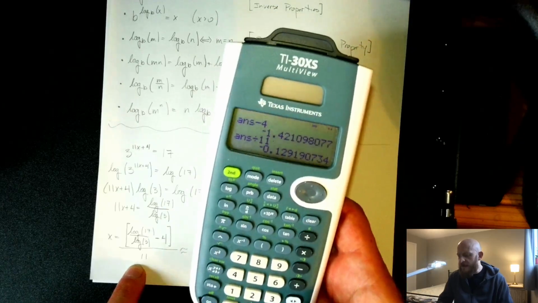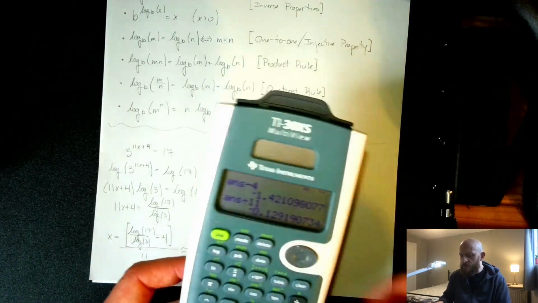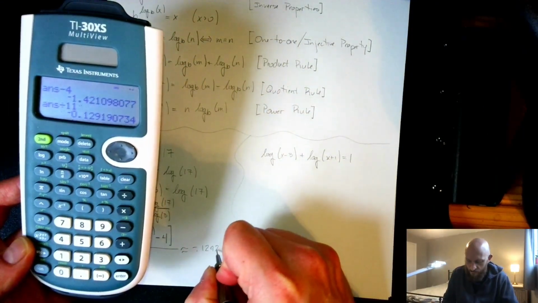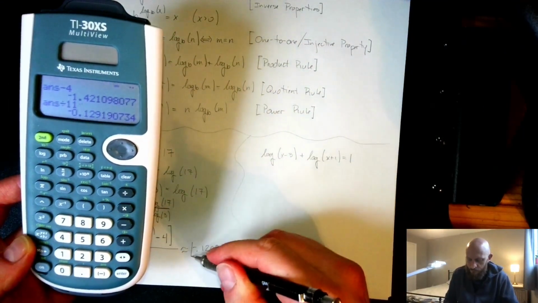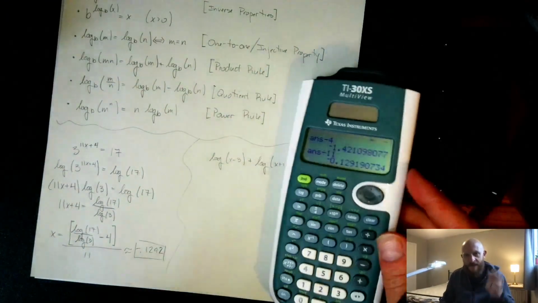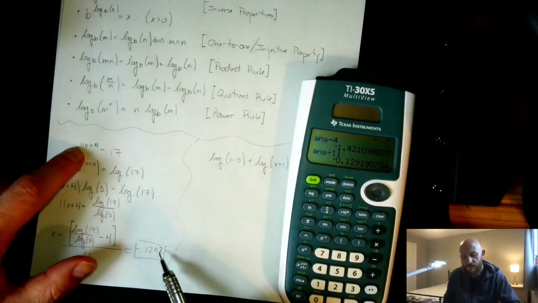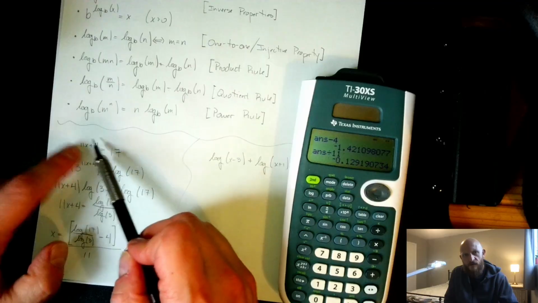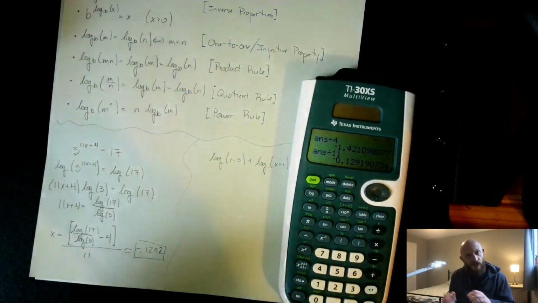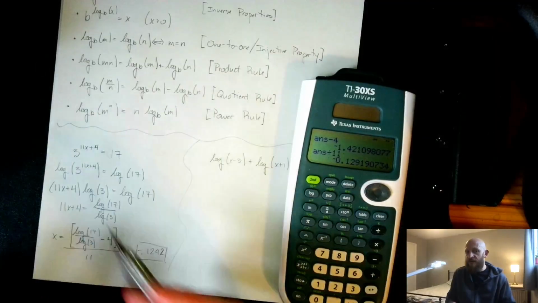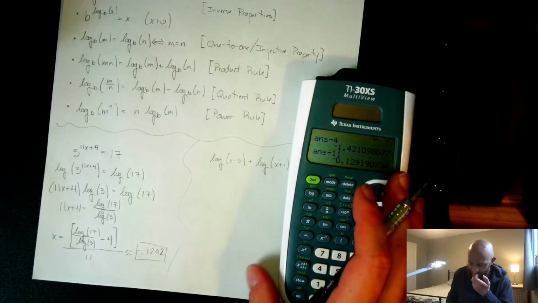So about negative 0.1292 is what that comes out to. And you could, of course, just plug this back in. You could plug negative 0.1292 into this for x and solve all of this out. Since I rounded it, it's going to come out a little bit different, but it should be pretty close to 17, like right in the ballpark of 17.